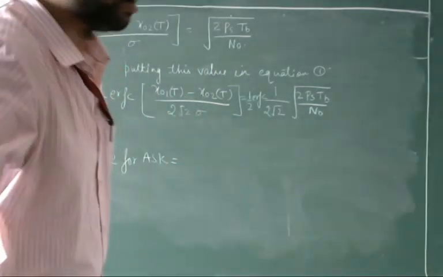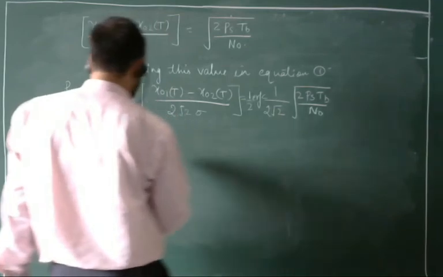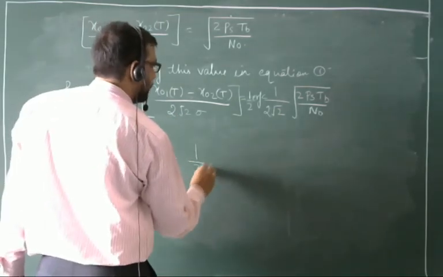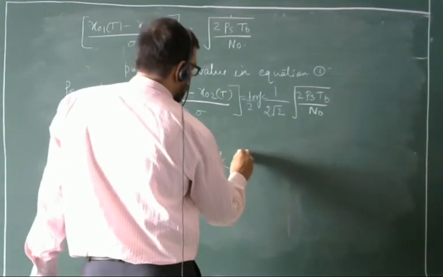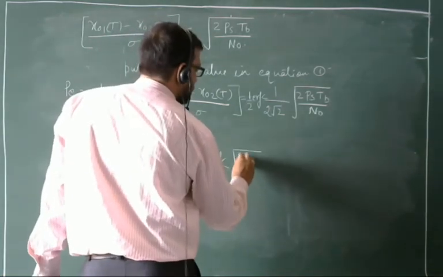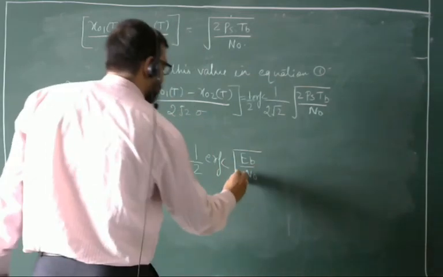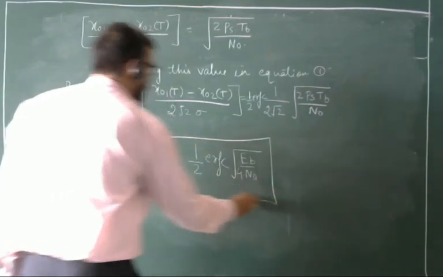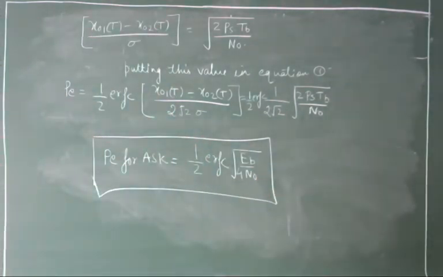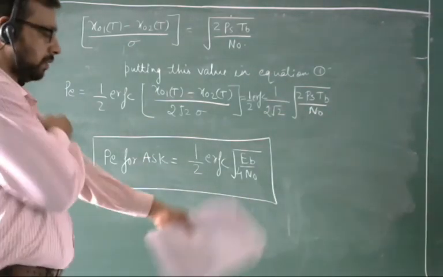Here all the terms remain the same. First of all, this quantity is equal to half error function under root Eb upon 4 N naught. This is the probability of error, or the error probability for the ASK system, equal to half error function Eb upon 4 N naught.